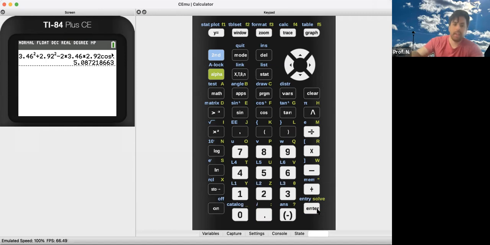So this is the squared version of the side that we're missing, and I want to find the square root of that. So I do second square root and then second answer. And when I press that, I get 2.255... And that should be the answer.